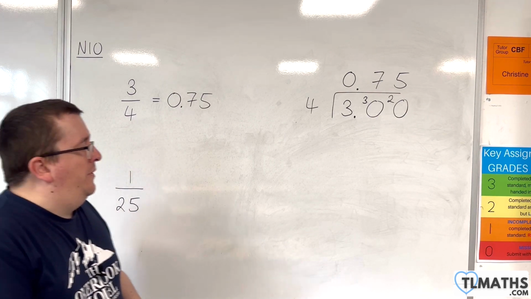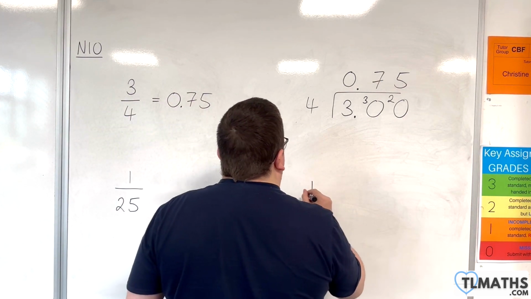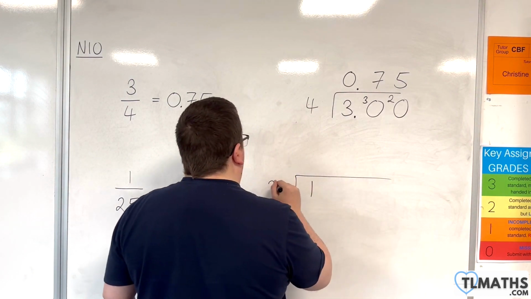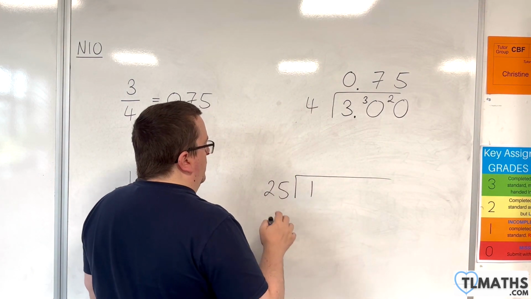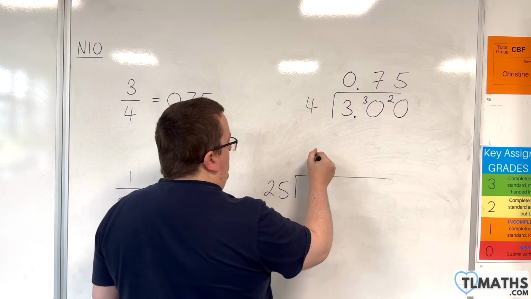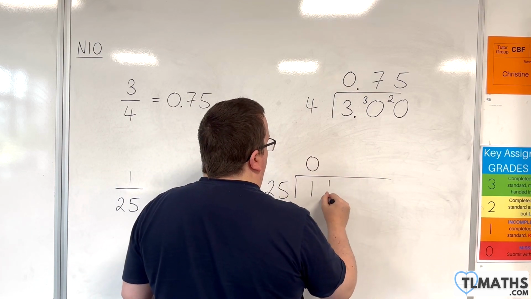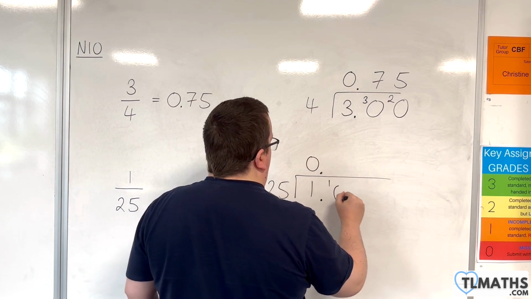1/25, we'll do the same thing. We will divide 1 by 25. 25 goes into 1 0 times with remainder 1. So we have to bring in a decimal point and a 0.